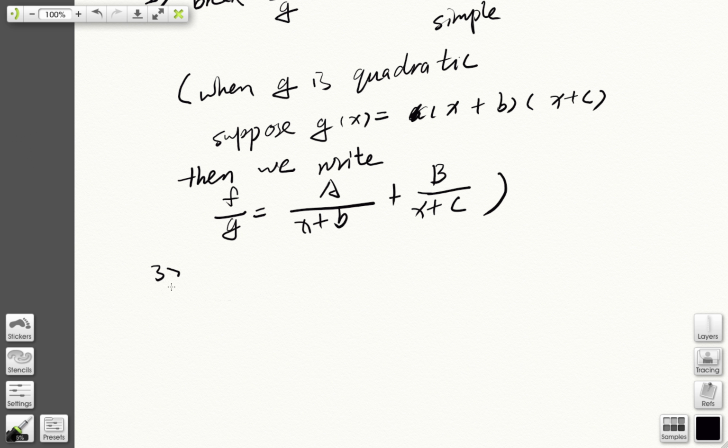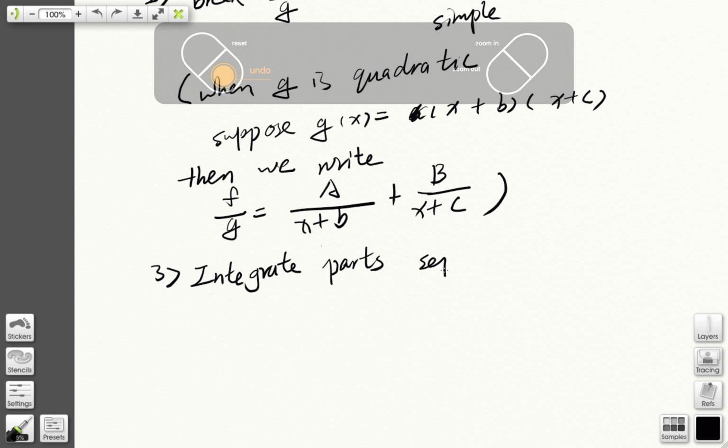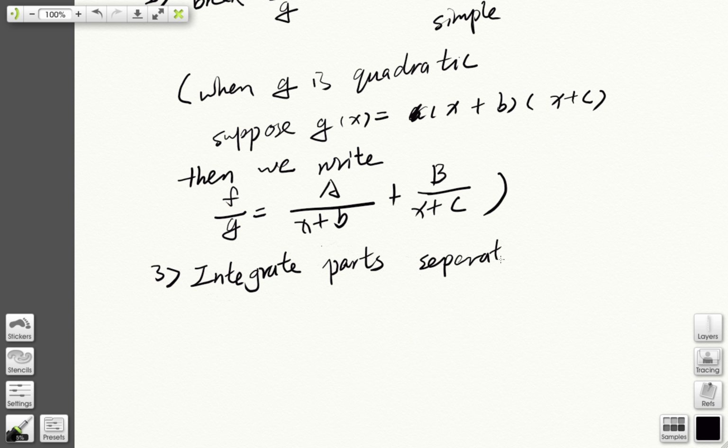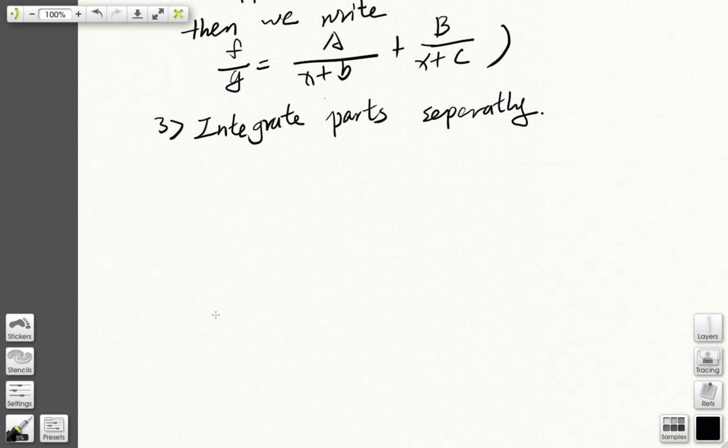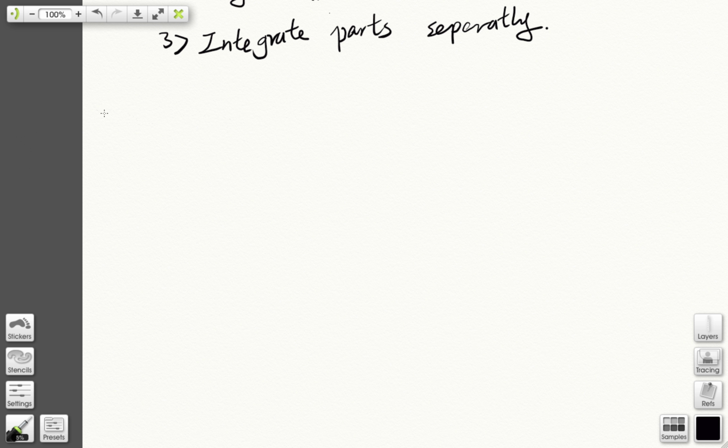So the third step is to integrate the parts separately. It's a little bit abstract, so I'm gonna give you guys an example about this case. So this is gonna be example 1.